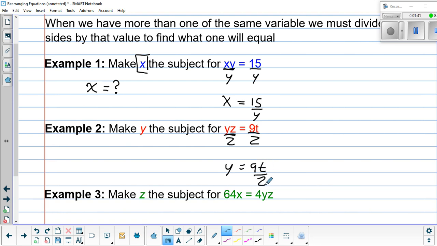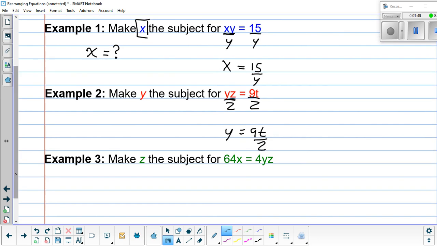So really a lot of these you don't actually have to do much math, or if you do, it's going to be nice and easy. Because as you can see, you're just leaving it in terms of variables for the most part. Sometimes, like example 3, you might have to simplify a bit. So make z the subject for 64x equals 4yz.